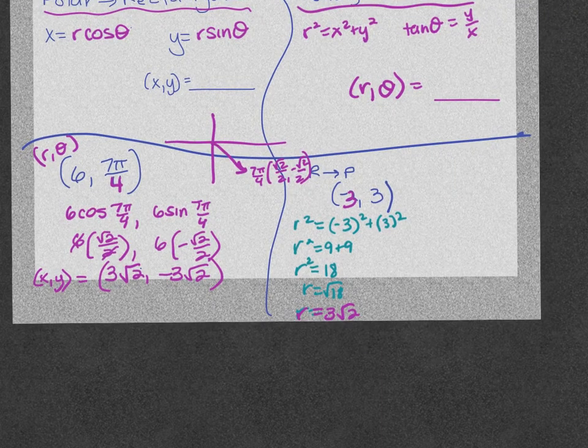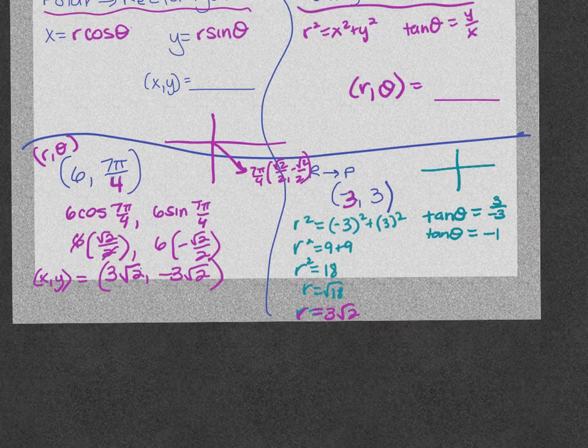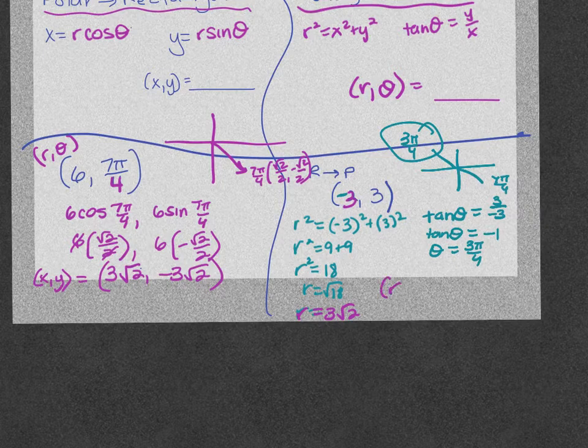Then comes tangent. So tangent of theta would be y over x. Negative 1. Tangent is negative 1 in 2 spots: 3 pi over 4 and 7 pi over 4. I want to pick the one that has a negative x and a positive y, which means second quadrant. So theta is 3 pi over 4. So r theta is 3 root 2, 3 pi over 4.